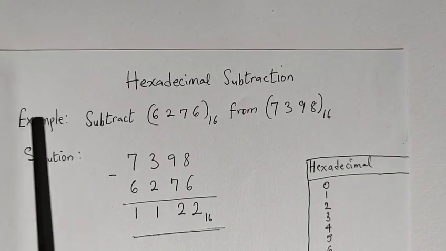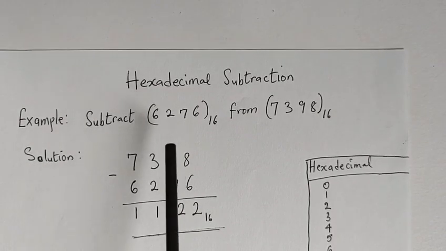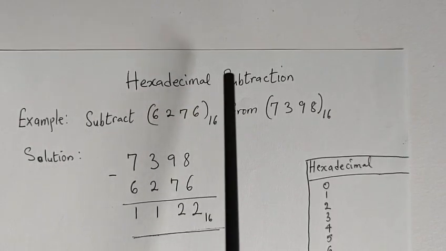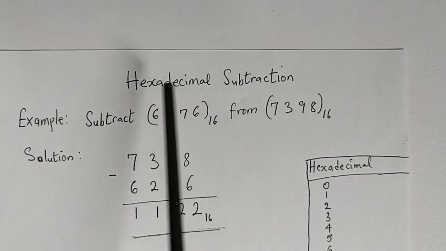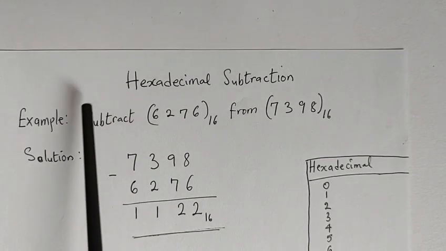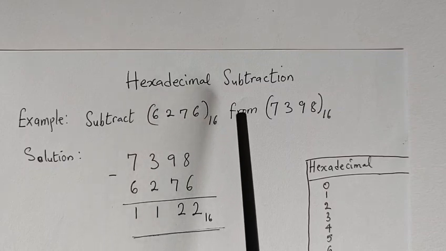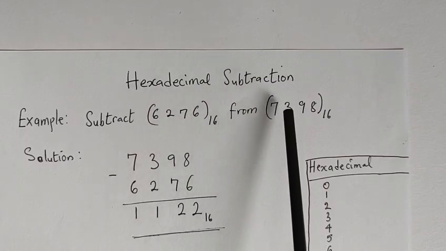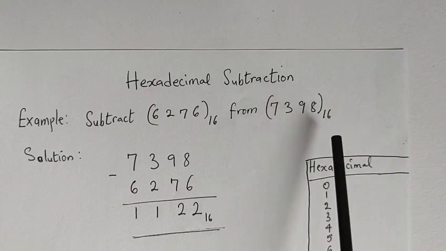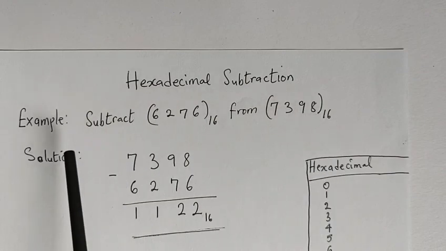In today's video I'm going to be teaching you how to carry out hexadecimal subtraction. Now let's take the first example that says subtract 6276 base 16 from 7398 base 16. Now this is very straightforward.